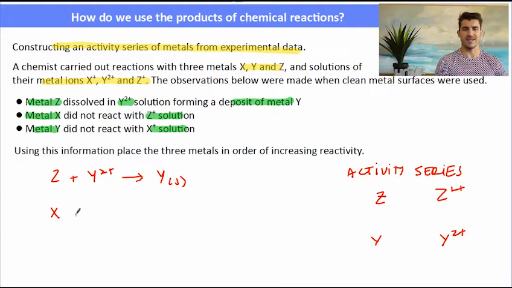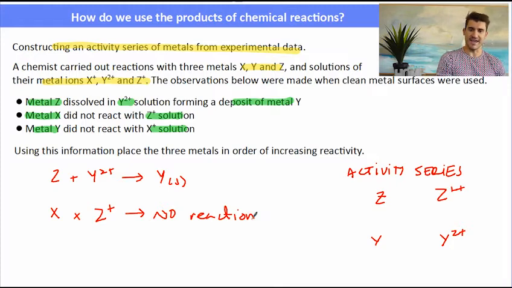For the next dot point, X plus Z+ had no reaction. So what does that mean? Well, that means that X must be somewhere between those two. It's less reactive because it didn't react with Z+, so it must be below it, but we don't know where it is, so that's why I've put those two crosses in there.